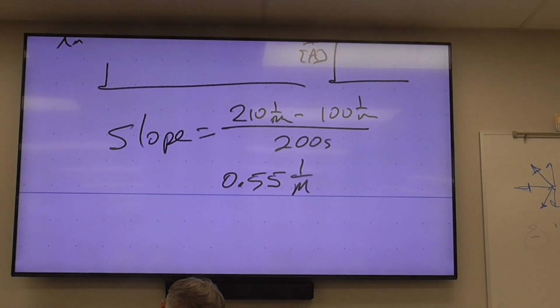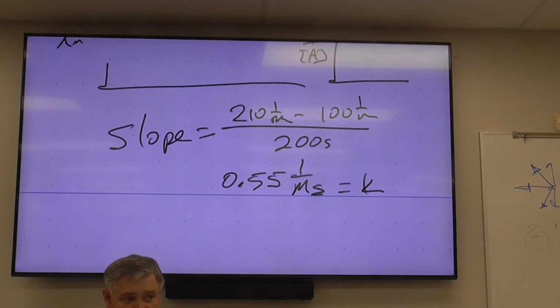1 over molarity seconds. Okay? So that's my value of K. Now, at this point, we're kind of off to the races. Now we can do a whole bunch of things.